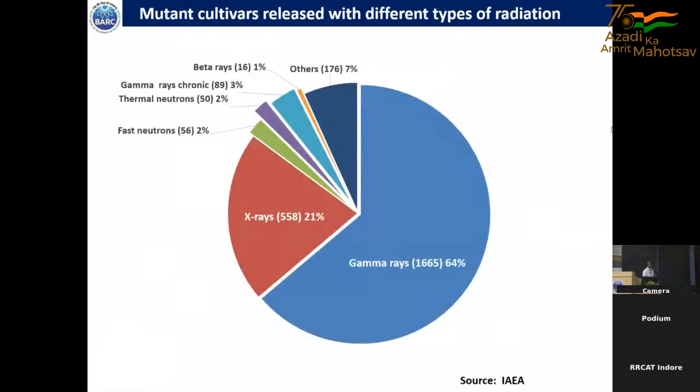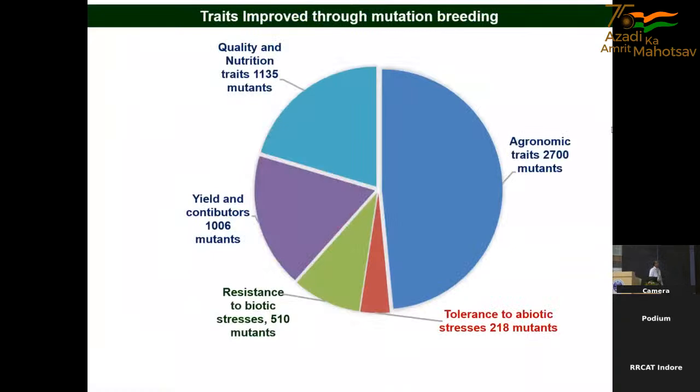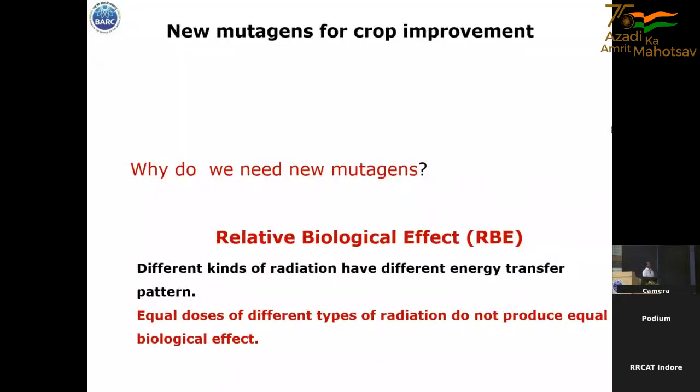And if you see the radiation, this is the idea I want to just show. Gamma rays have contributed to the development of 64% of the varieties, followed by X-rays. Okay, now we are working on alternate mutagens like electron beam.